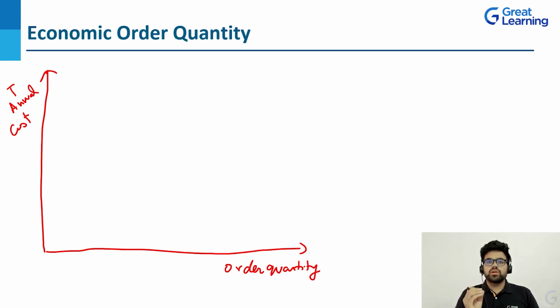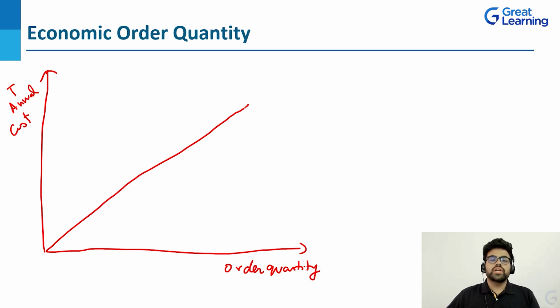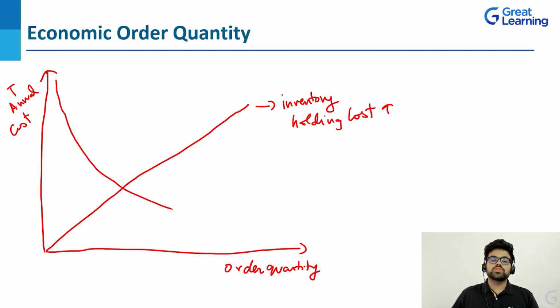Whereas if you are ordering smaller amounts with higher frequency, that would cost you more because the ordering cost will go high. Whereas if you order large quantities, your holding cost, your inventory carrying cost, would increase because you have to use your godowns to store a lot of raw materials initially. So if I have to represent this on a graph, that would be a straight line because it's directly proportional to the quantity. As the quantity increases, your inventory carrying or holding costs would increase. Whereas the ordering cost will be high if you're ordering smaller quantities and low if you're ordering higher quantities.